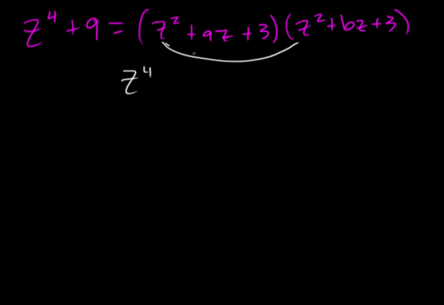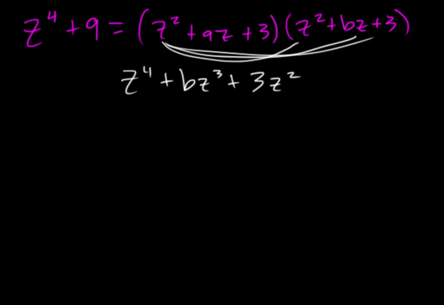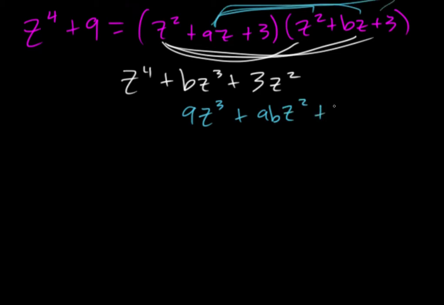You get z to the 4th plus bz cubed, then I'm going to multiply this one, and that's going to be a z to the 3rd, so a z to the 3rd, plus ab z squared, plus 3az, and then multiply everything by 3, so it's going to be 3z squared plus 3bz plus 9.